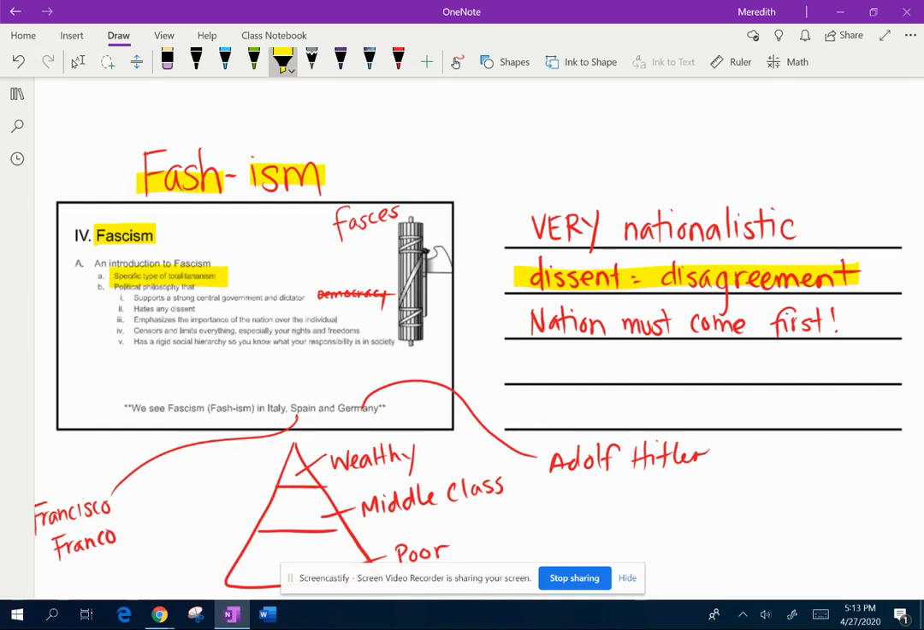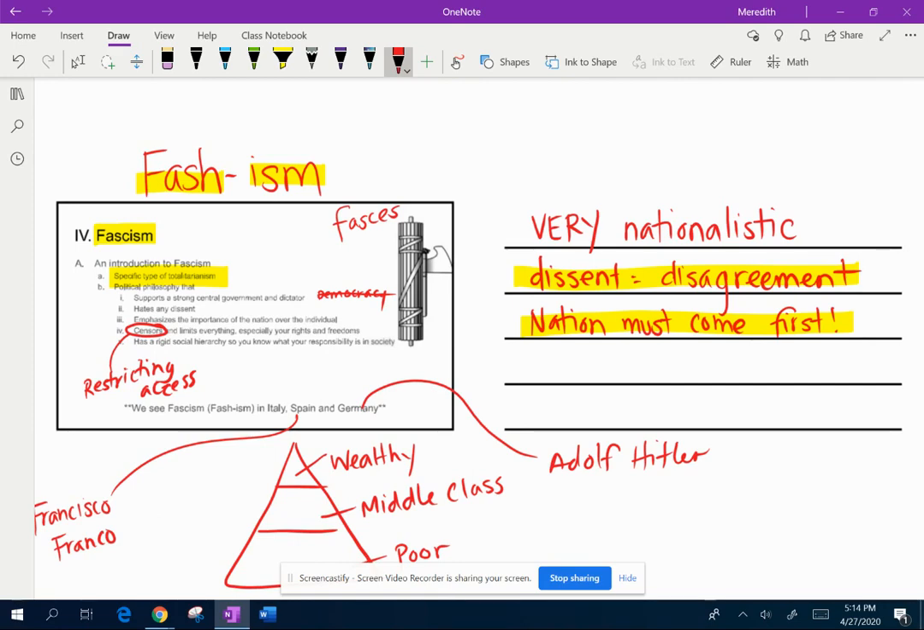It also emphasizes the importance of the nation over the individual. Just reiterating what I talked about earlier, the nation must come first. It censors. We've had this word censorship before, right? When you censor something, you prohibit access to information, or you're restricting access, whether it's to information or avenues to communicate. Fascist governments like to limit everything, especially your rights and your freedoms. So you're going to see Mussolini specifically limit your freedom of speech and your freedom to protest, things like that.